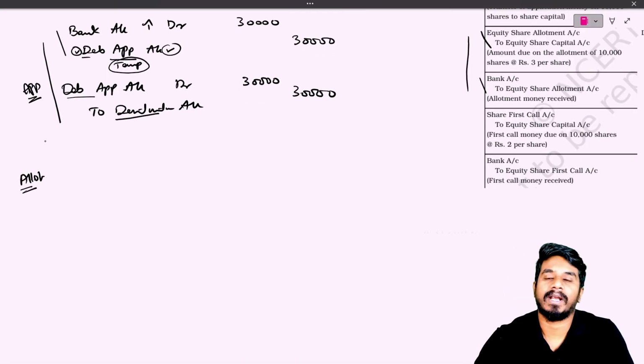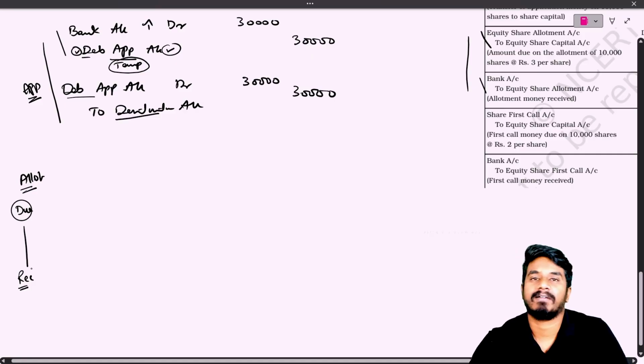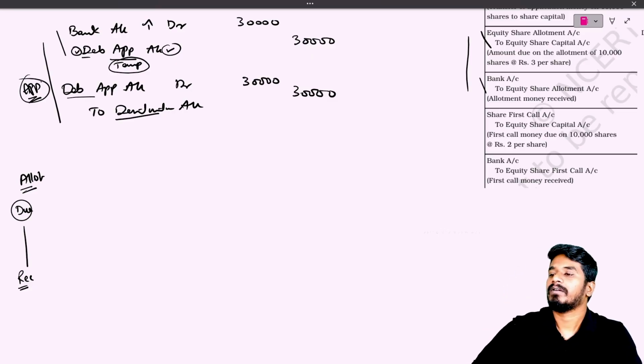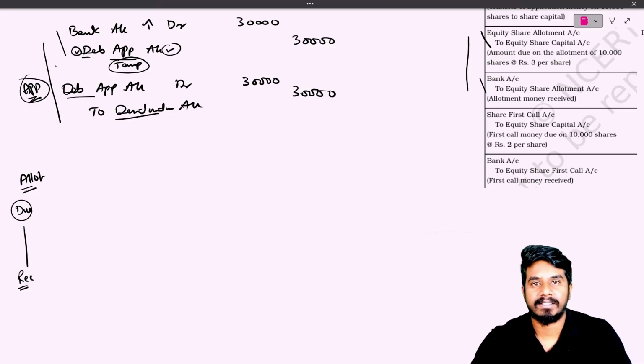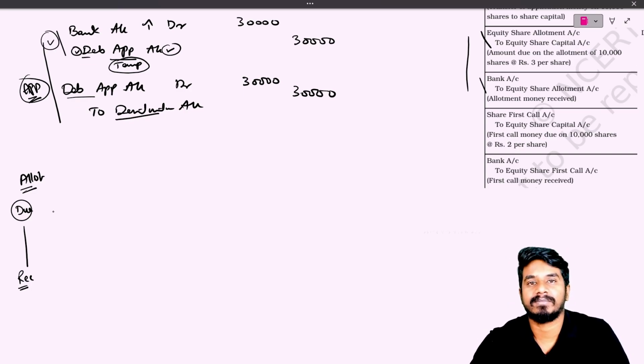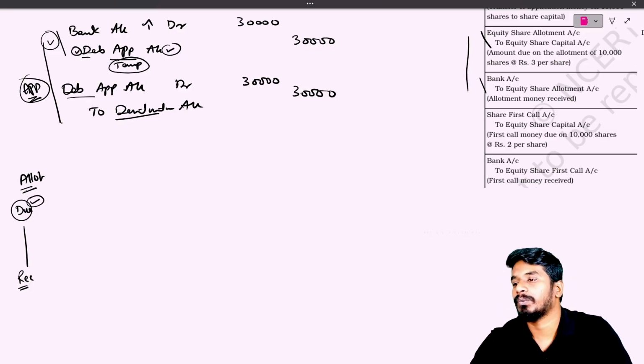So let us see the first entry for allotment. At the time of allotment, we will first make it due, then we will receive it. Why are we doing this? At the time of application, we don't know how many applications or how much money we will receive, so the bank account came first. Now we know how much we need to receive from the debenture holders, so we will make it due first, then we will receive. So what is the entry for due?